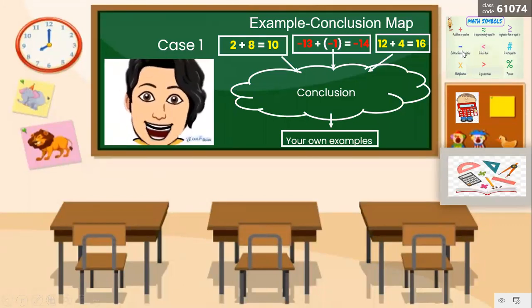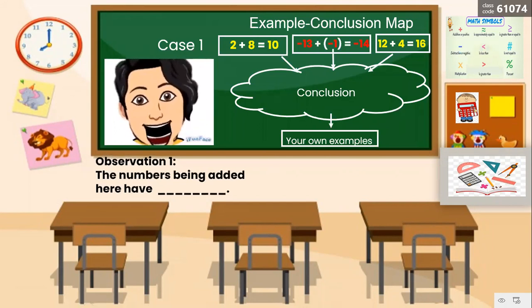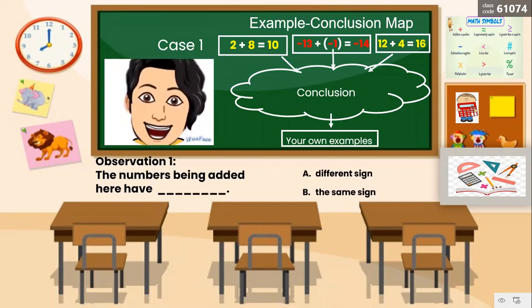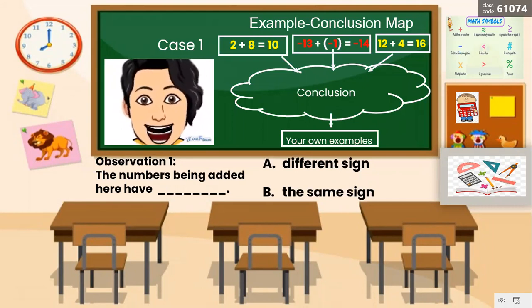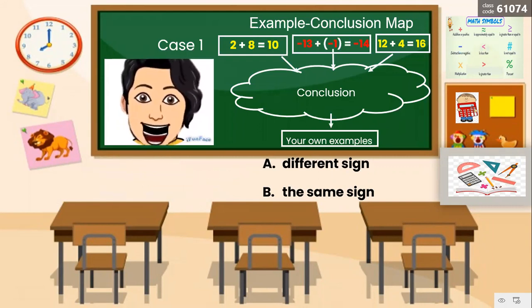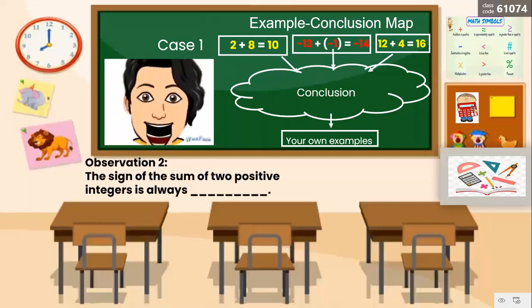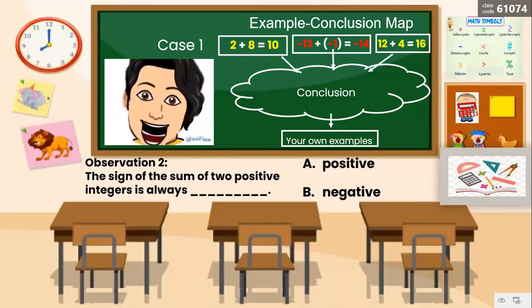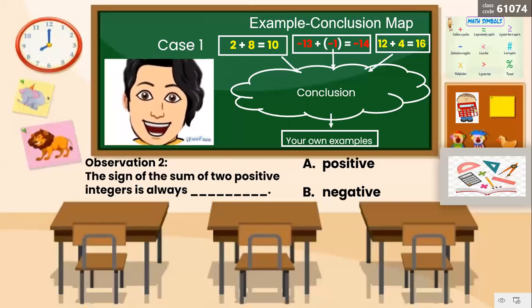For observation 1, the numbers being added here have blank. What is the missing word? Is it different sign or the same sign? Very good answer. That is correct. The same sign. For observation number 2, the sign of the sum of two positive integers is always, is it positive or negative? Great answer.